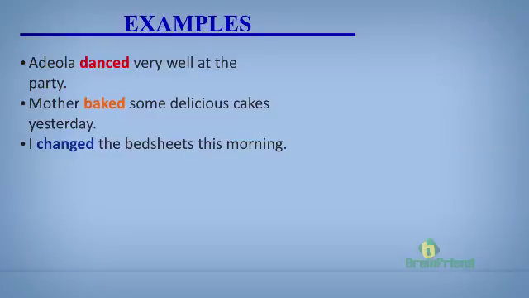Adela danced very well at the party. Mother baked some delicious cakes yesterday. I changed the bed sheets this morning.